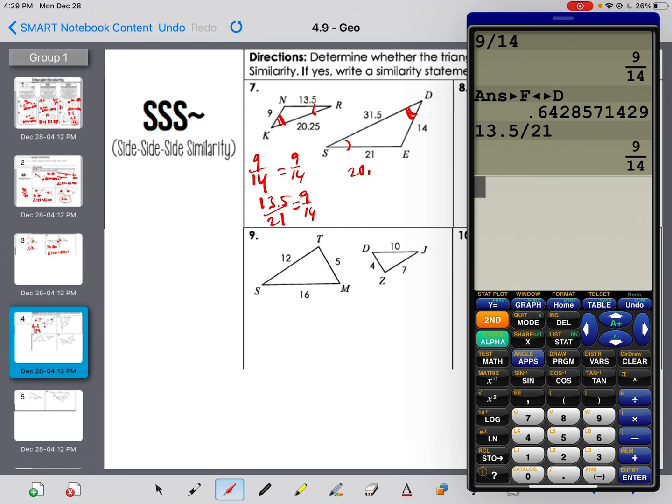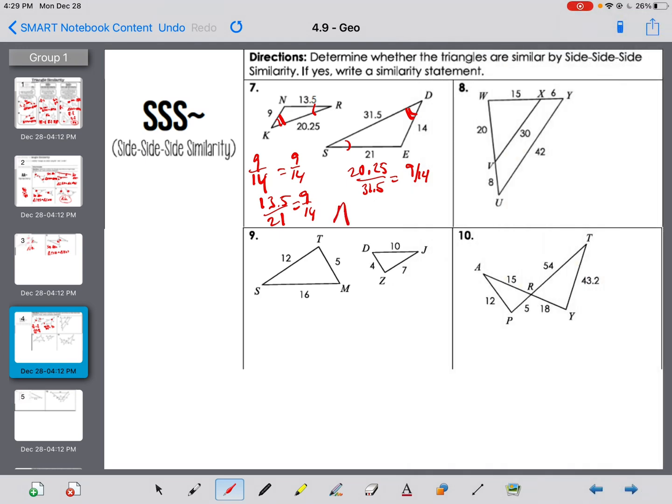And then what's our last little piece that we need to have here? 20.25 over 31.5. Let's see, 20.25 divided by 31.5 is 9/14. So all of the sides are proportional. They're reduced to the same scale factor. So that would be triangle NRK similar to triangle ESD.